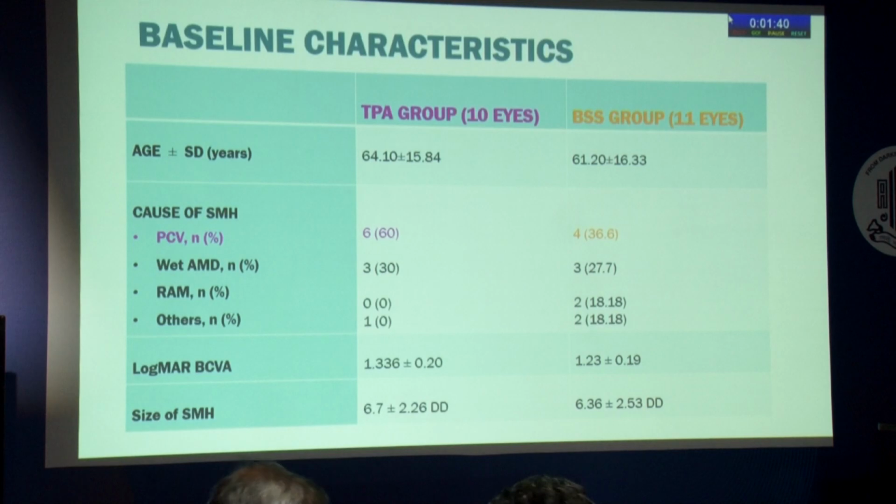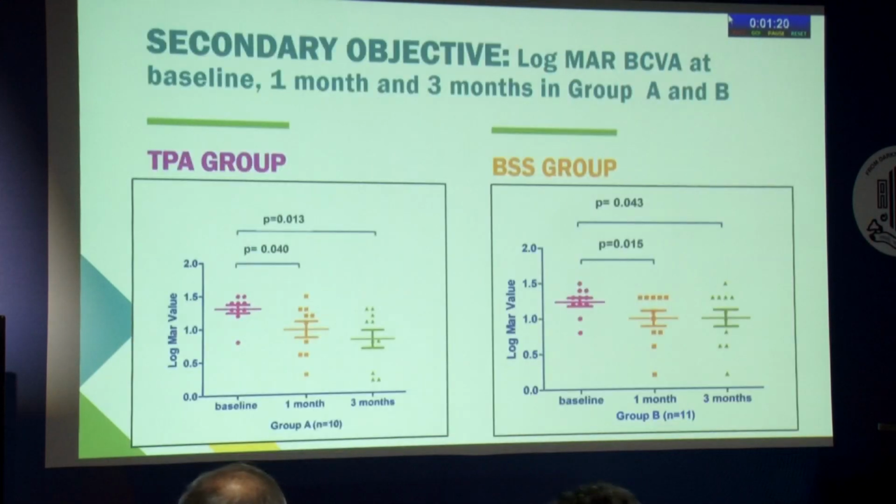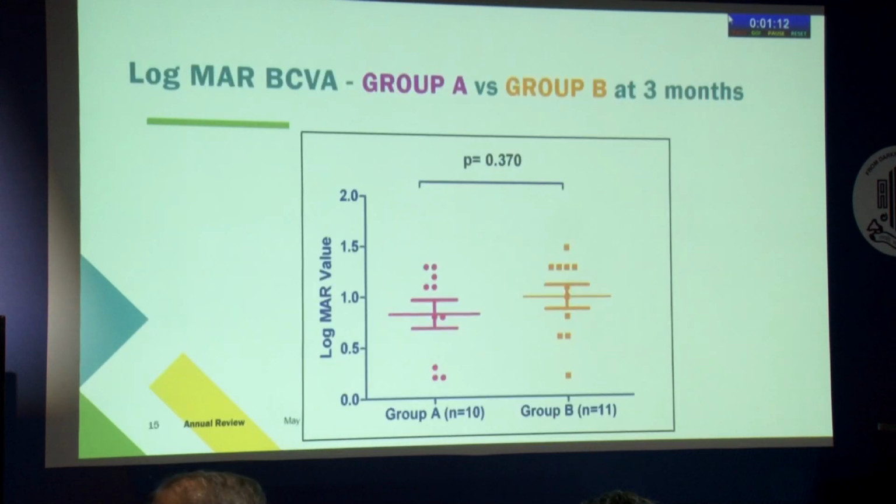Coming to the results, 10 eyes were included in Group A and 11 in Group B. We can see that the most common cause of hemorrhage was PCV in both the groups. Coming to the primary objective, 9 out of 10 eyes in the TPA group and 9 out of 11 eyes in the BSS group showed complete displacement from zone 1 as well as zone 2. As far as the secondary objective was concerned, there was a significant improvement in visual acuity in both the groups, and the visual acuity gain in both the groups was comparable.